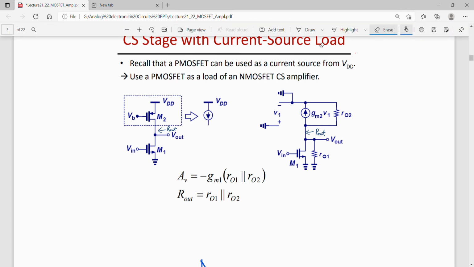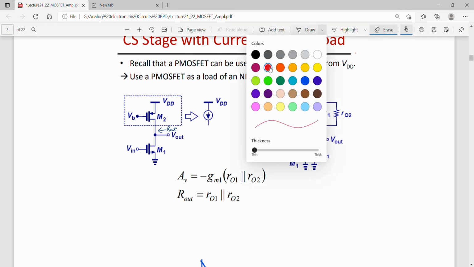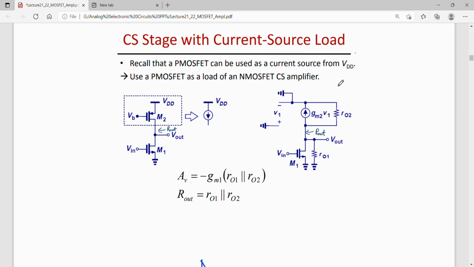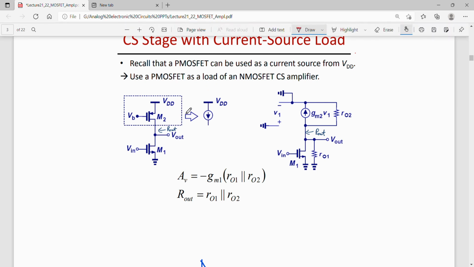So in the previous lecture we were talking about the common source amplifier stage with current source load. So this is what we were studying in the last lecture, and we said that we can use a MOSFET as a load.